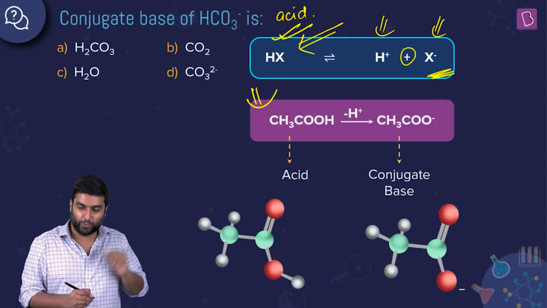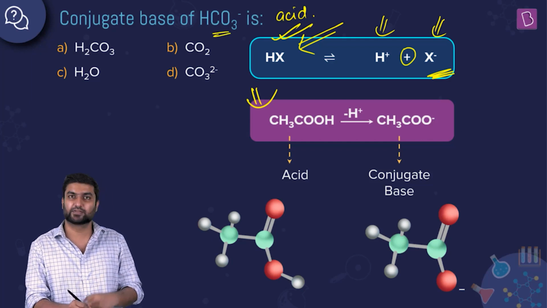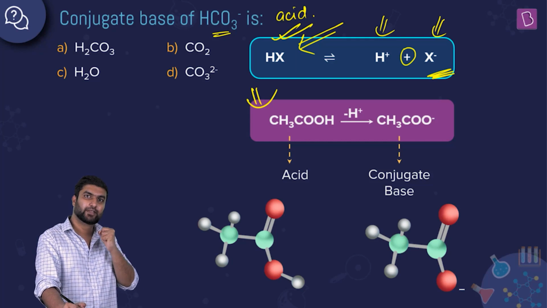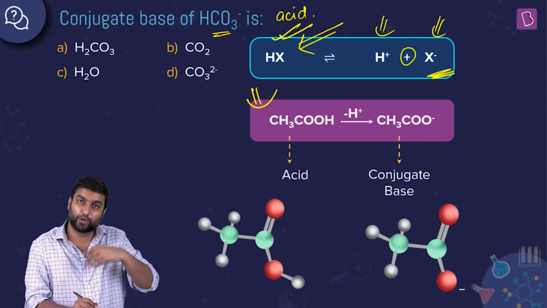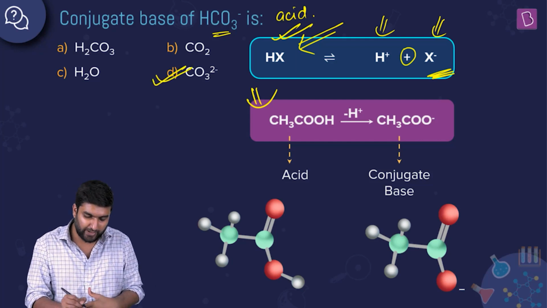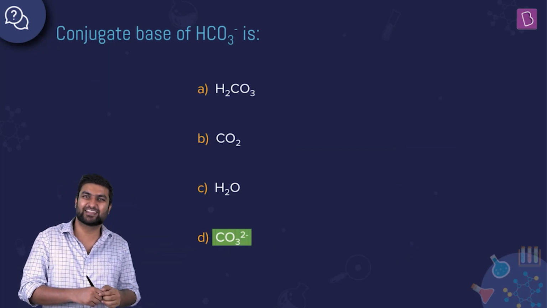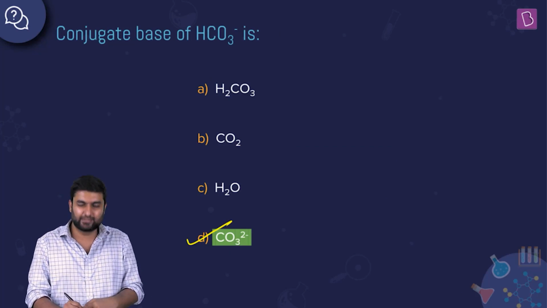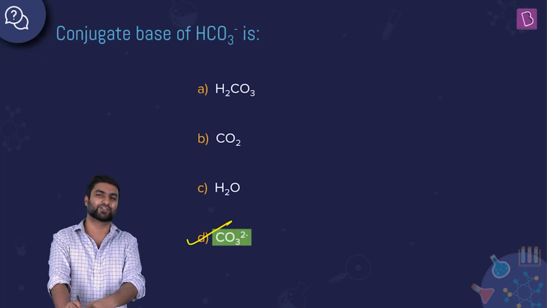Let's get back to the question. What do we have? Conjugate base of HCO3 minus. What are you going to do? You're going to remove an H plus, right? So what happens when you do that? What do you get? You get CO3 2 minus, and with that, voila, we can indeed say that option D for Delhi is indeed the correct response for this particular question.